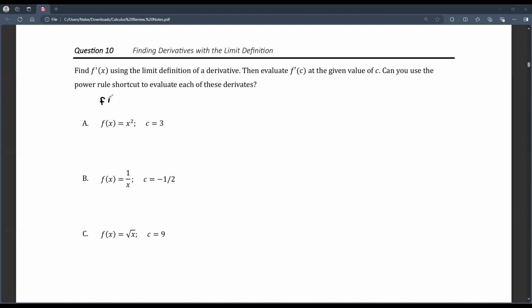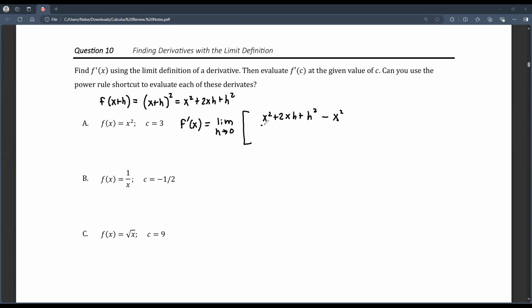In question 10, let's use this definition to find f prime of x. Then let's evaluate the derivative at a particular x value. In part A, we will need to expand out f of x plus h and use this expression in definition 1. After simplifying and evaluating the limit as h goes to 0, we should find that f prime of x is equal to 2x. This means that f prime of 3 is 2 times 3, or 6.